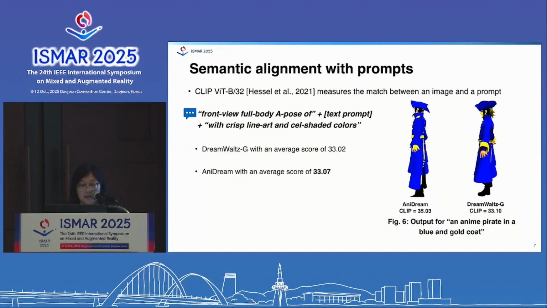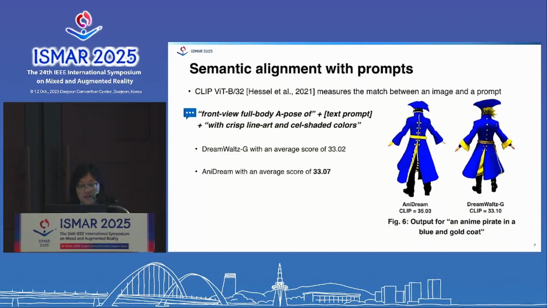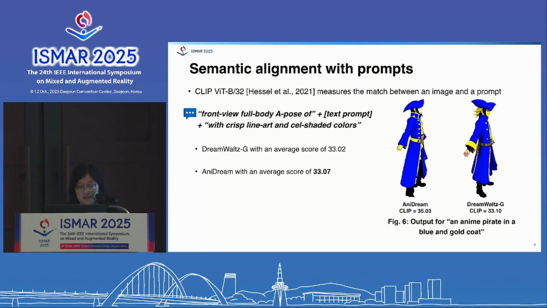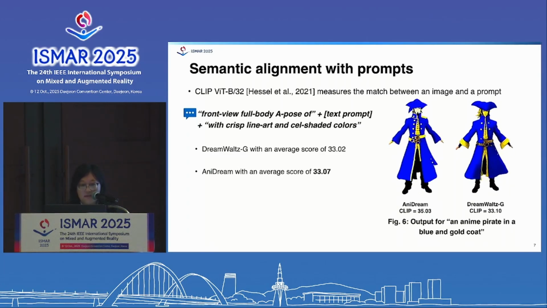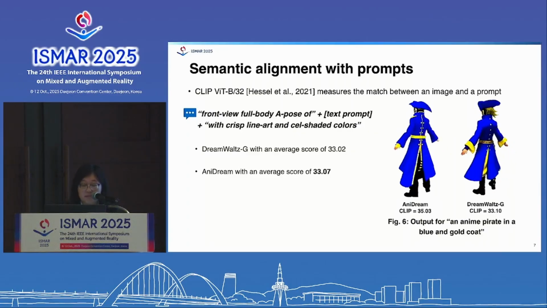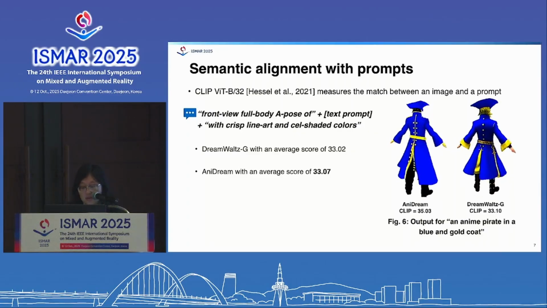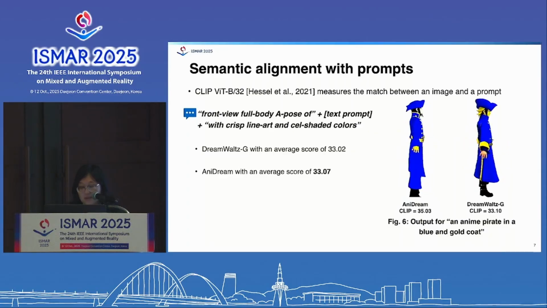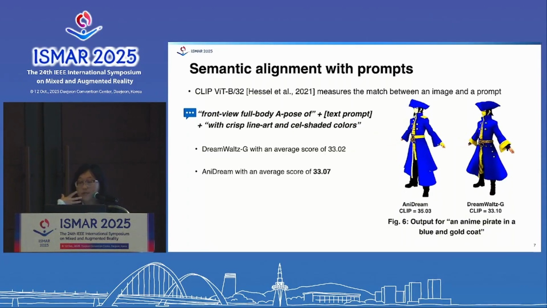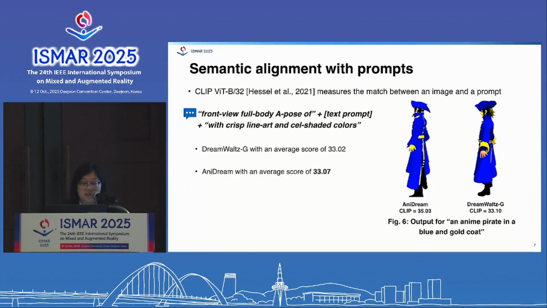So the average CLIP score that DreamWorld G gets is 33.02, while AnyDream gets an average score of 33.07, indicating that AnyDream has a better semantic alignment with the text prompts. Here we can see an example where AnyDream outperforms DreamWorld G by far. This is due to the face of the character that is more anime-like in AnyDream.